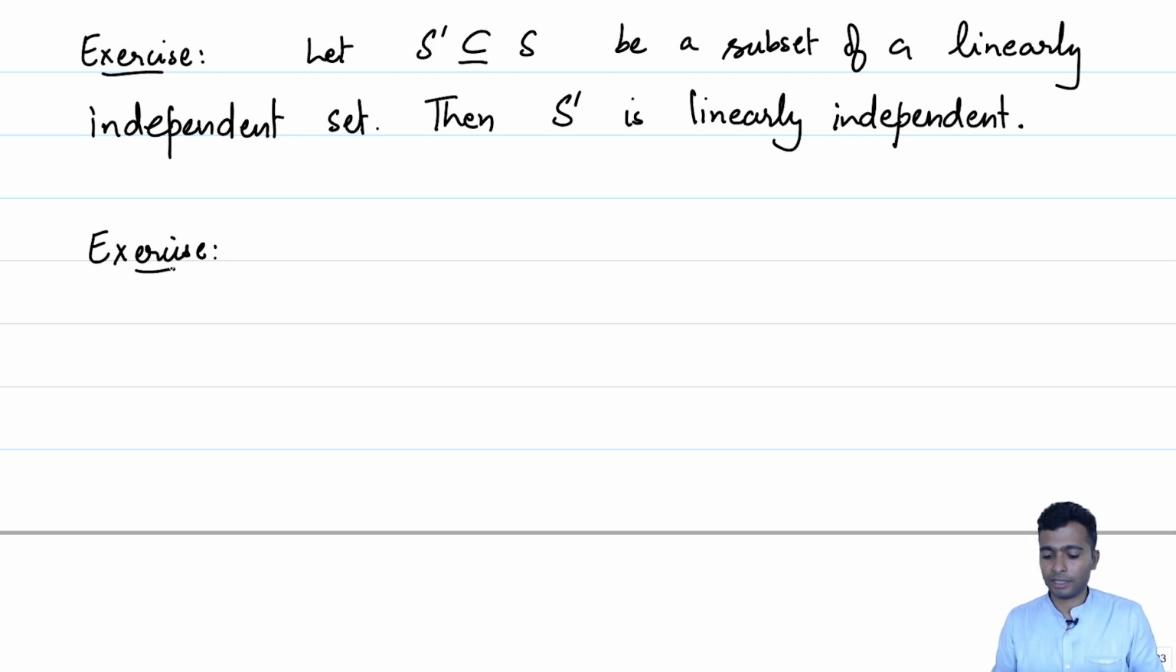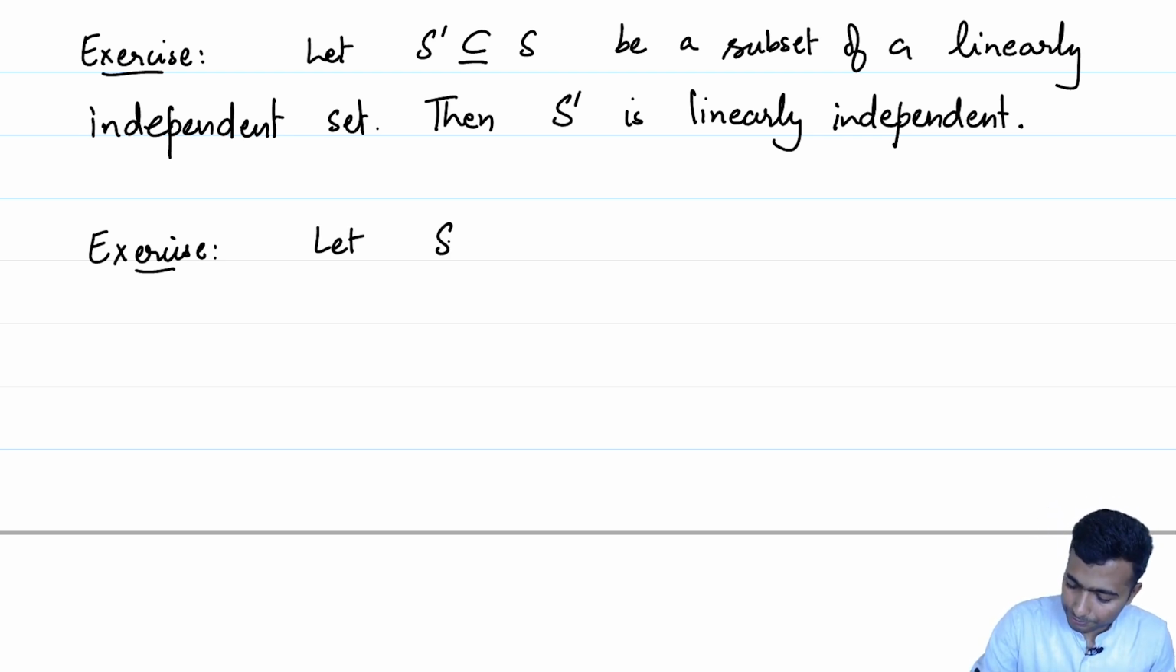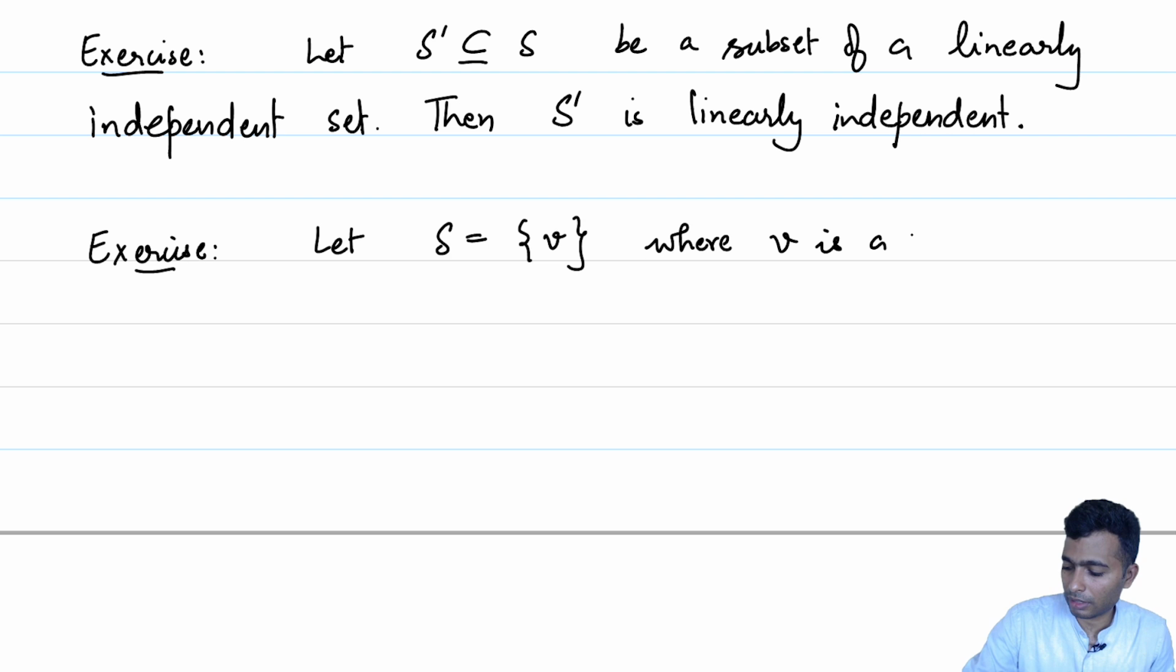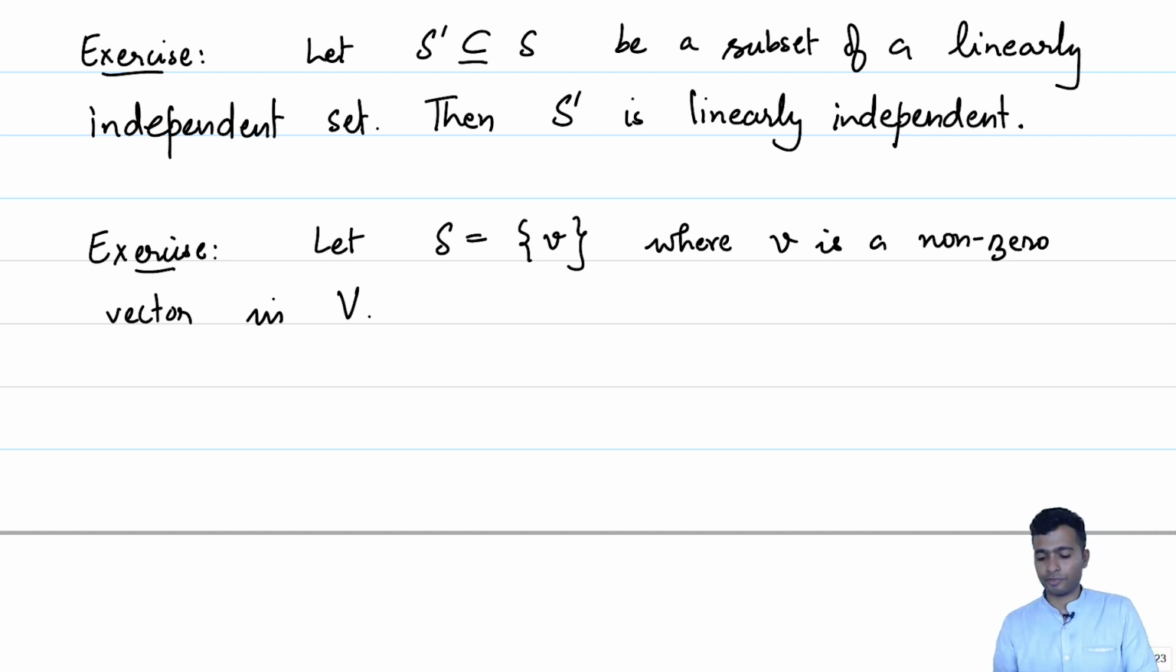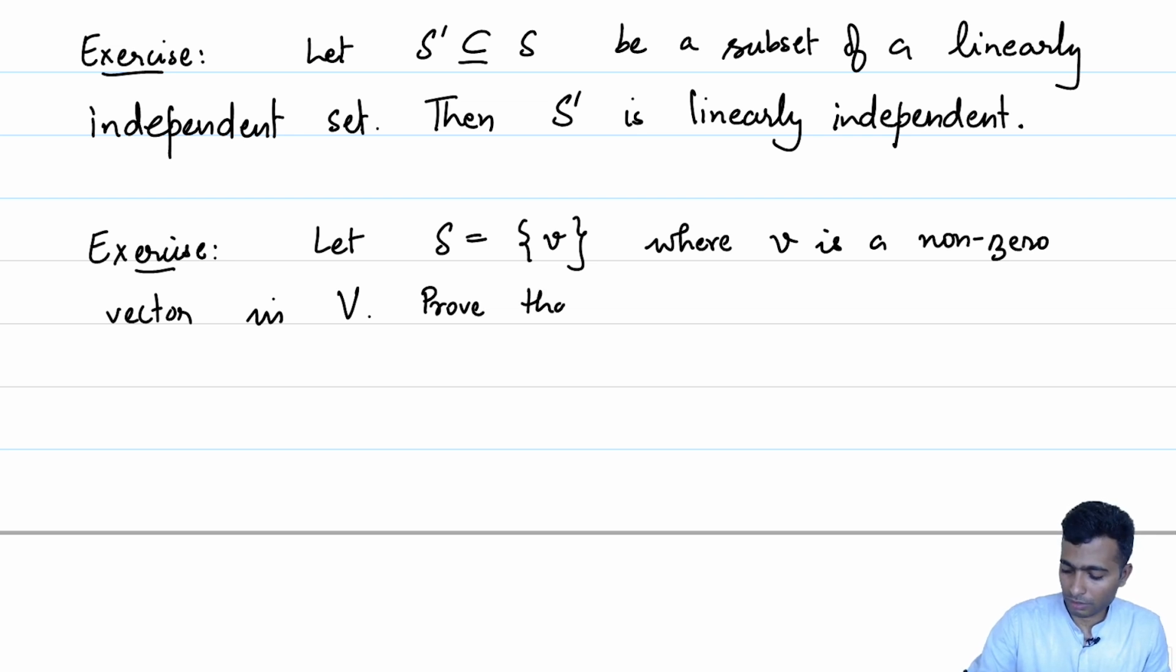So, let S be a singleton containing a non-zero vector v in a vector space V. Prove that S is linearly independent.